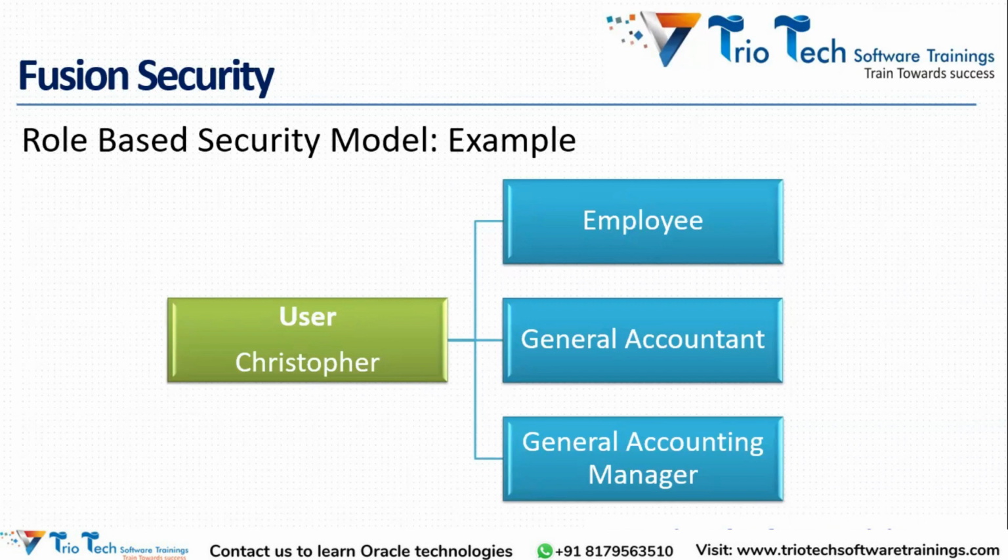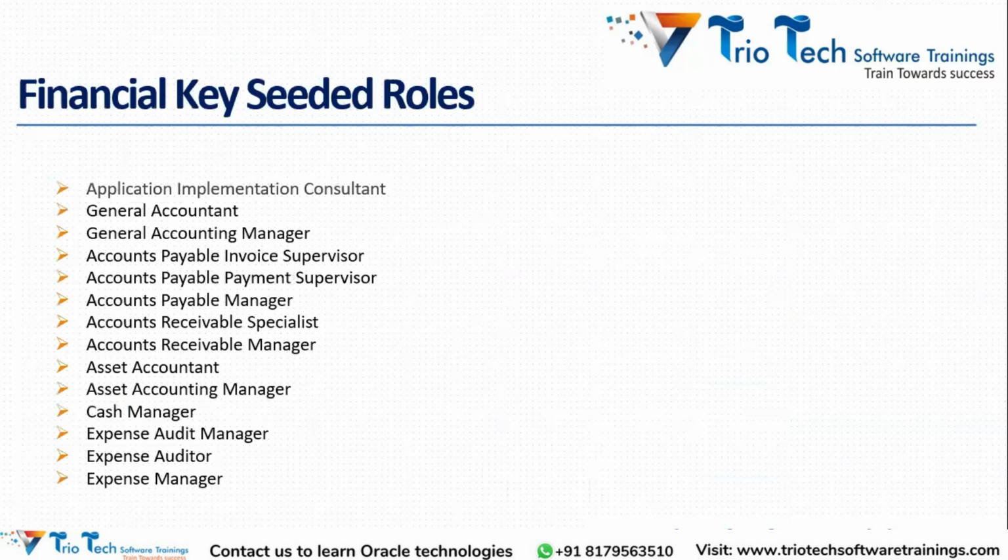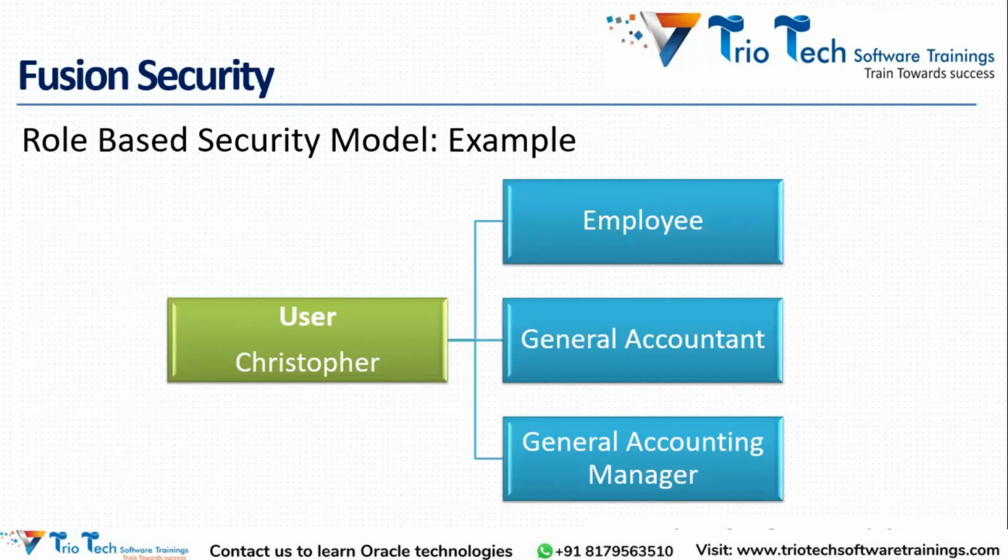The employee related tasks are majorly concerned with HCM related activities, human capital or human resource related activities. That is why employee as a role will be added to him. Then there will be certain other roles that will be added, which are specific to carry out his job in the organization. What is his job? He is a general accountant.